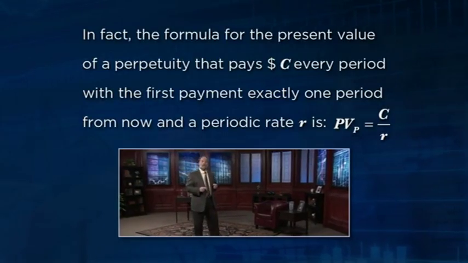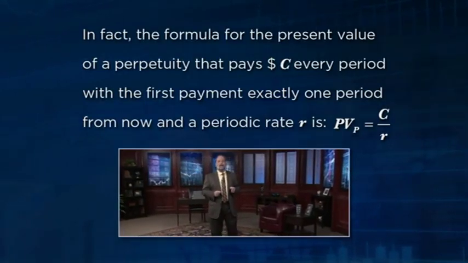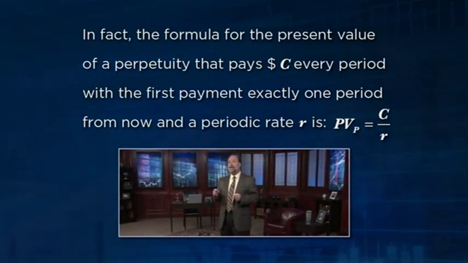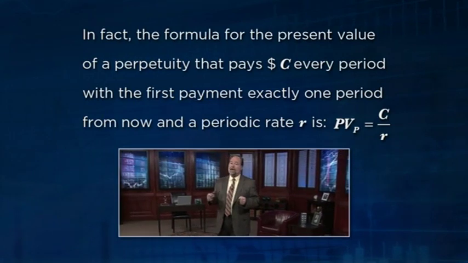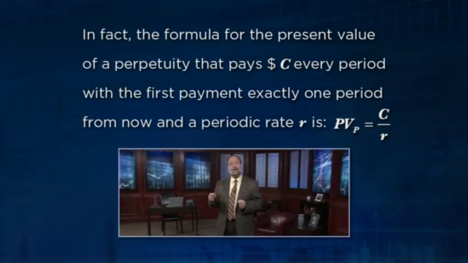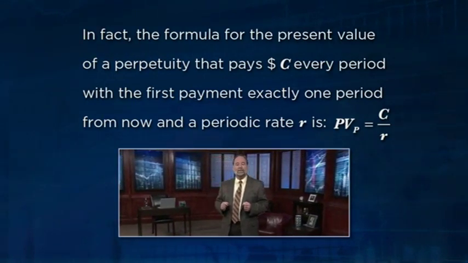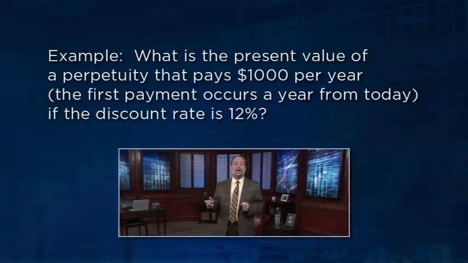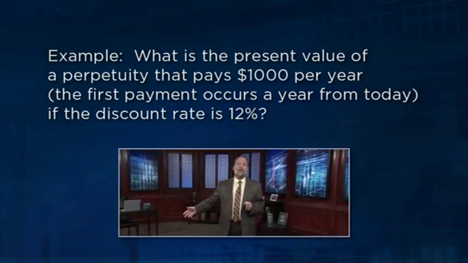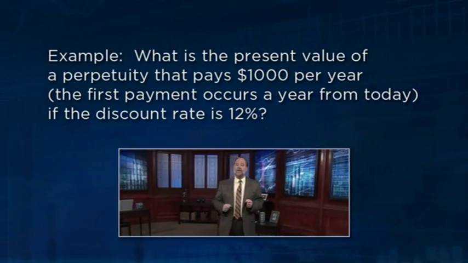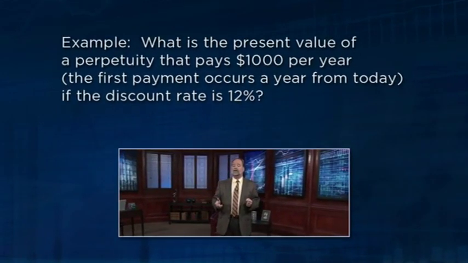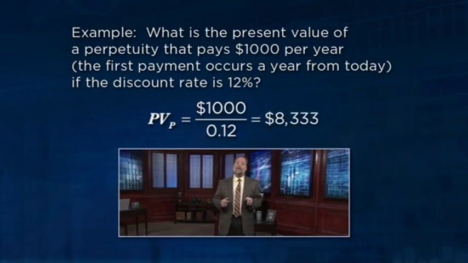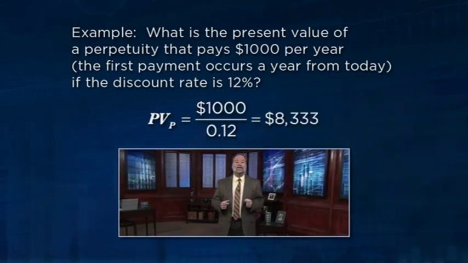In fact, the formula for the present value of a perpetuity that pays C dollars every period, with the first payment exactly 1 period from now, and a periodic rate of R, is C divided by R. For example, what's the present value of a perpetuity that pays $1,000 per year, with the first payment occurring 1 year from today, if the annual discount rate is 12%? The answer is 1,000 divided by 0.12, or $8,333.33.